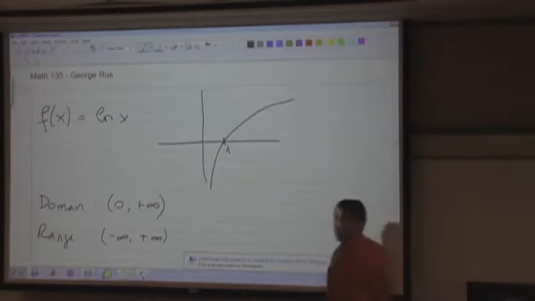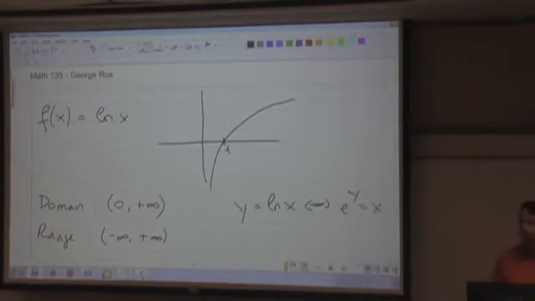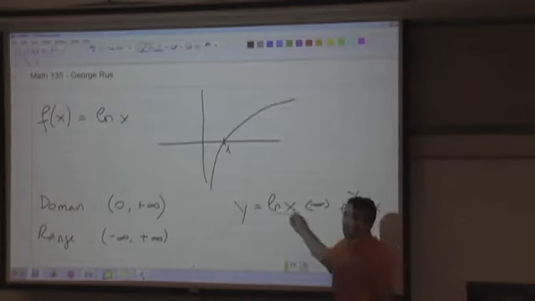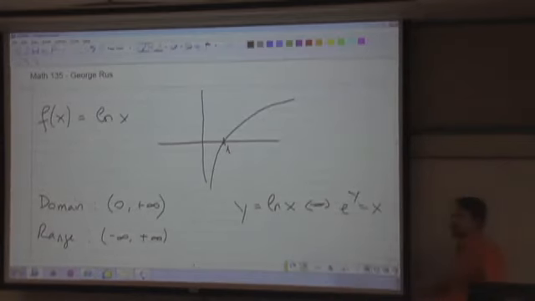Why? Because remember, ln of x equals y is equivalent to saying e to the y is equal to x. Well, e to the 0 is 1, which means that ln of 1 is in fact 0. That's going to be your x-intercept. Is that making sense?